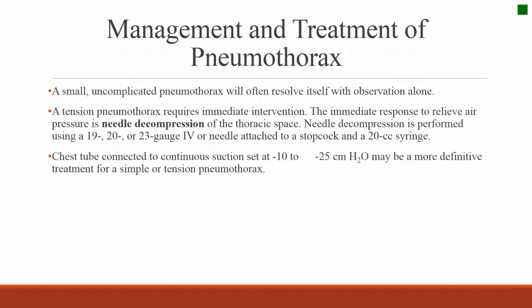Management and treatment, again, similar to an adult. If it's a small one, it can resolve on its own. If it's a tension, we need to do some needle decompression, or the physician does. We don't do that. They sometimes will include a chest tube and connect it to continuous suction, set anywhere between -10 to -25 centimeters of water pressure.